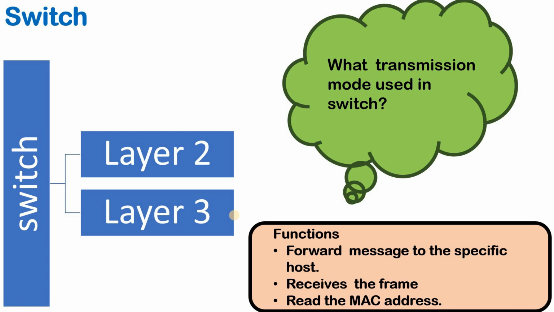Let me learn about the switch. We can classify the switch into 2 types, layer 2 and layer 3. The layer means the OSI model layer. As per the OSI model layer, we can classify the switch into 2 types. We are using several transmission modes in a switch. Actually, the functions held by the switch are to forward the message to the specific host, and receive the frame and read the MAC address of each piece.